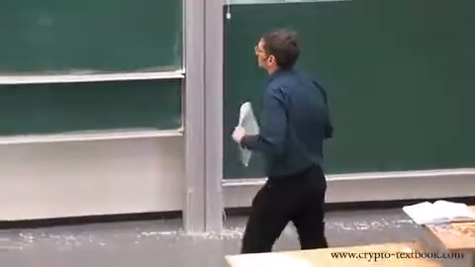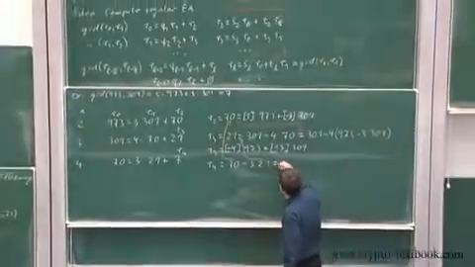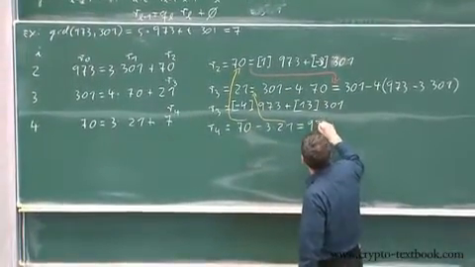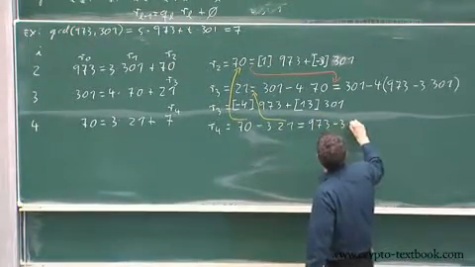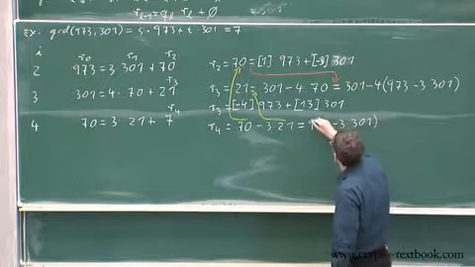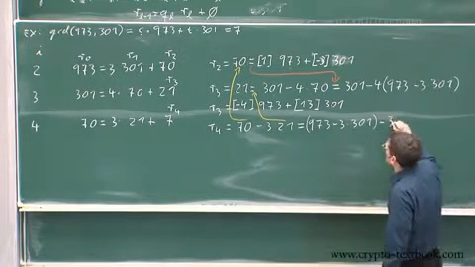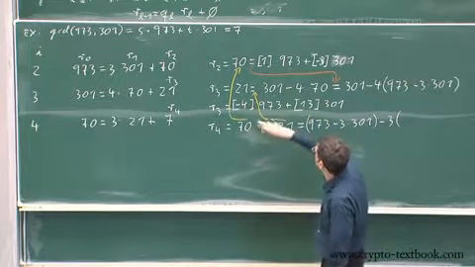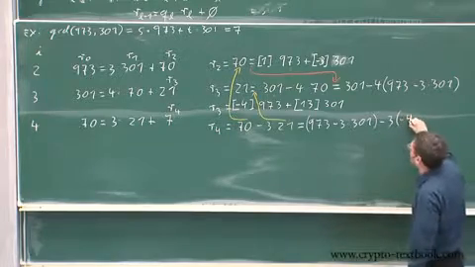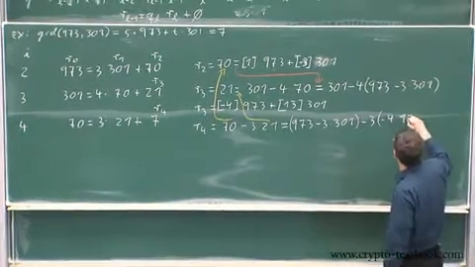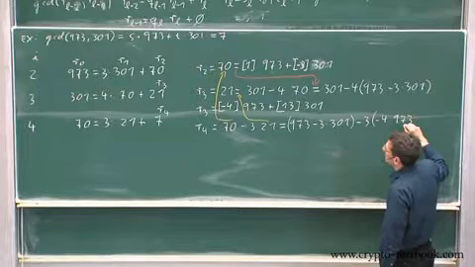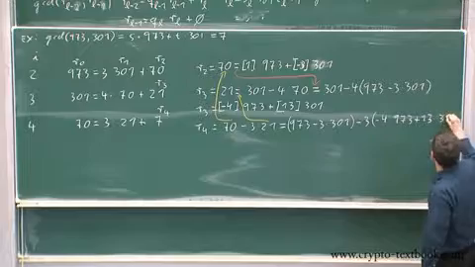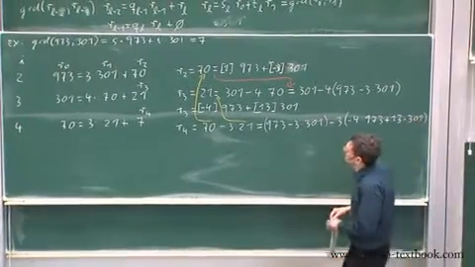Okay, so 70, this is 1 times 70, so we take 973 minus 3 times 301. Minus 3, and now we go into the 21, which is this line here, which is minus 4 times 973 plus 13 mal 301.